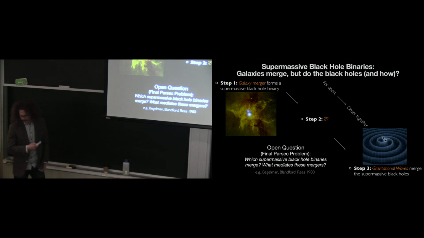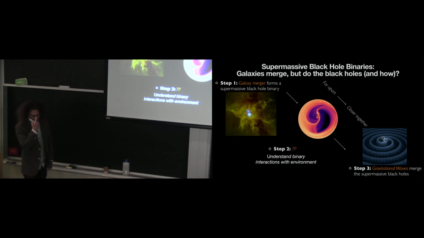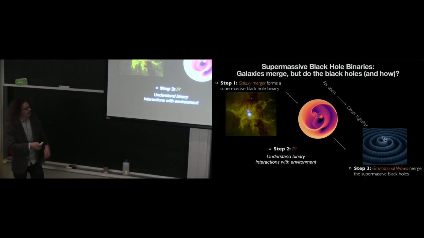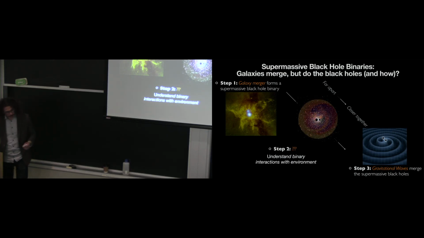But the idea to solve this problem is to model this interaction of the binary with its environment, because it has to have some environmental interaction to bring it from these large scales to these small scales. Some way to get rid of angular momentum that's not gravitational waves. And the main thing we're going to focus on here is interaction with gas, a gas disk. Of course, stars are important. We can talk about them, but I'll focus mostly on the gas today.